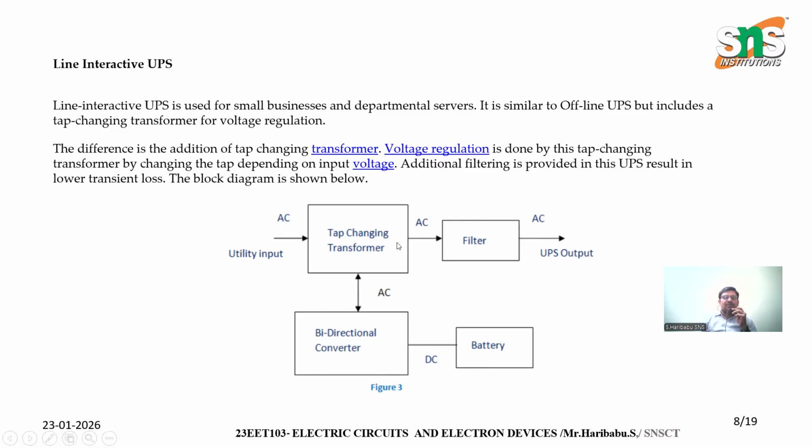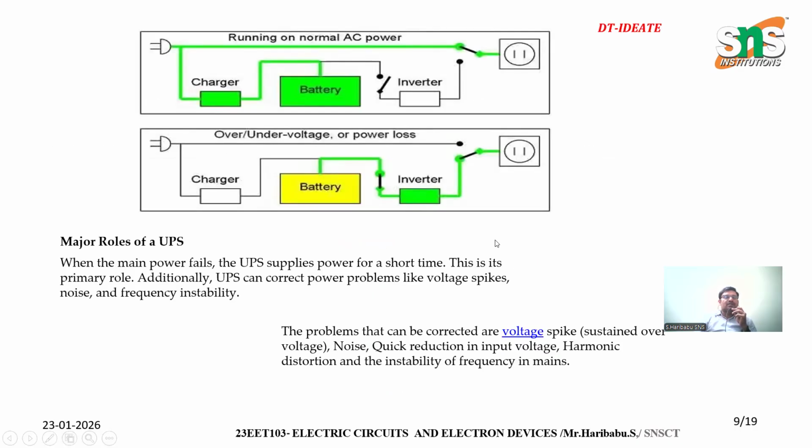So the block diagram is shown in the figure. Another filter is the main thing, with the tap transformer and bidirectional converter, and the battery. This is the line interactive UPS we are seeing. See how, in over or under voltage, power loss, it runs on the battery at that time. So the main roles of UPS will be like this. The major role of UPS is that when the main power fails, the UPS supplies power for a short time. It will be the primary role, and additionally UPS can correct power problems like voltage spikes, noise, and frequency instability.